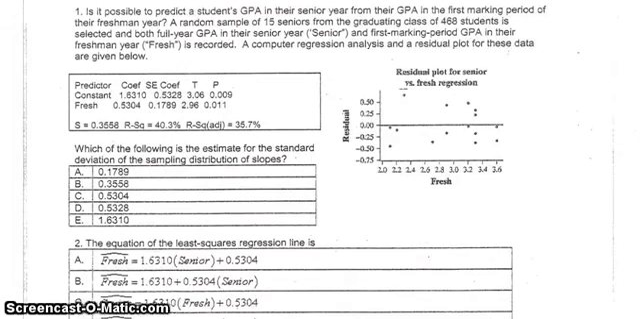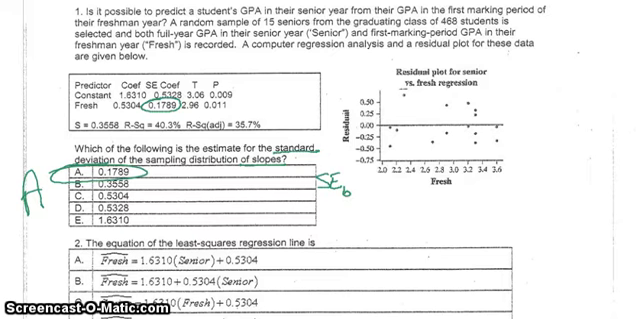Multiple choice. Give you a second. We're looking at this. You read through it, and it says, for number 1, which of the following is the estimate for the standard deviation of the sampling distribution of slopes? So that standard deviation of slopes, SE sub b. Bam. A is our answer.